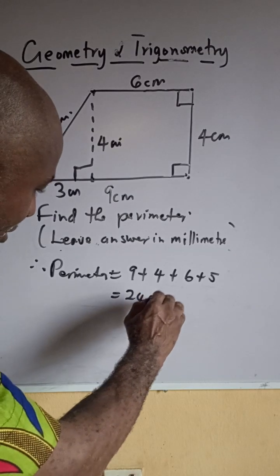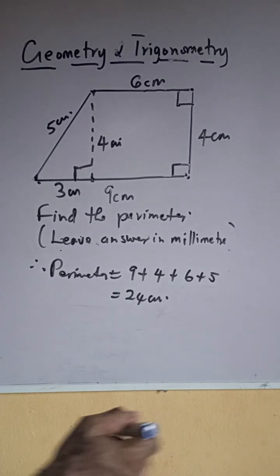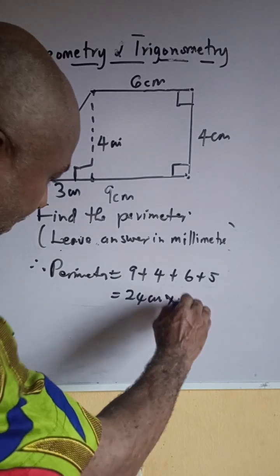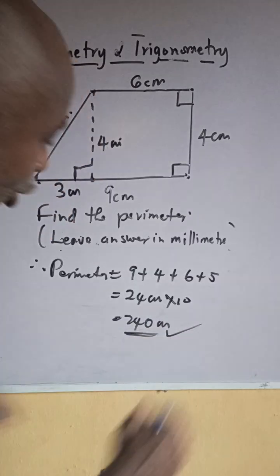So 24 centimeters. Now, we are told to leave our answer in millimeters. We simply multiply by 10, which will give us 240 millimeters and not millimeter square.